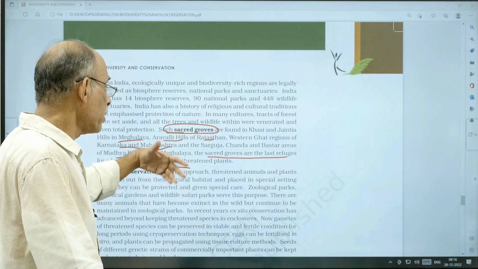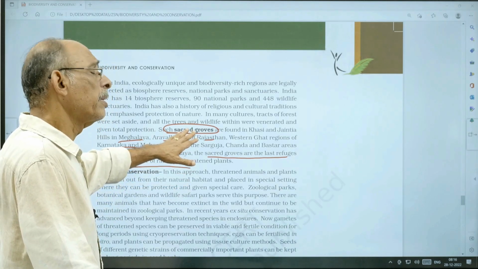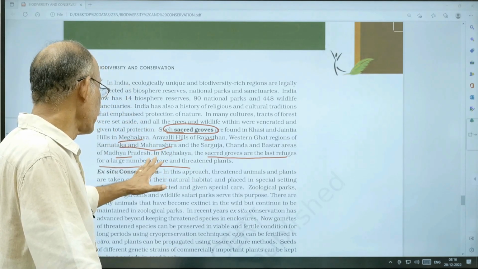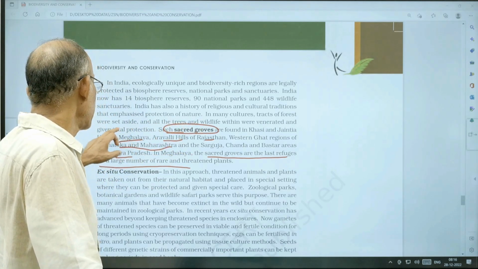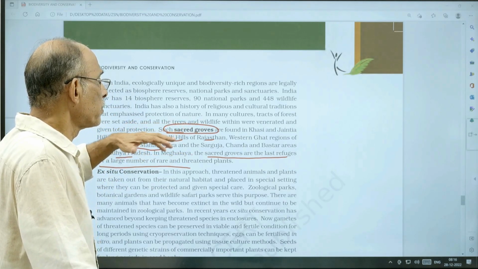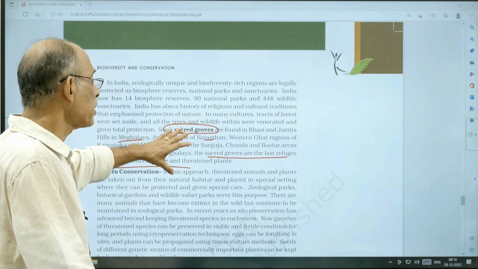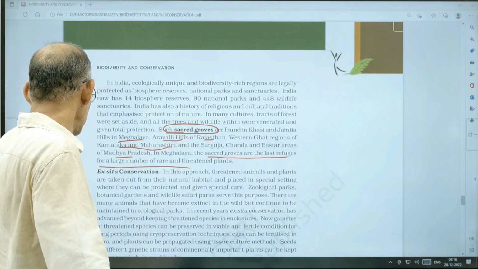Even if a plant species or animal species is threatened or becomes extinct elsewhere, it survives in the sacred grove. So that is the last refuge. A sacred grove is a forest area protected by local people due to some religious beliefs. That is a sacred grove.